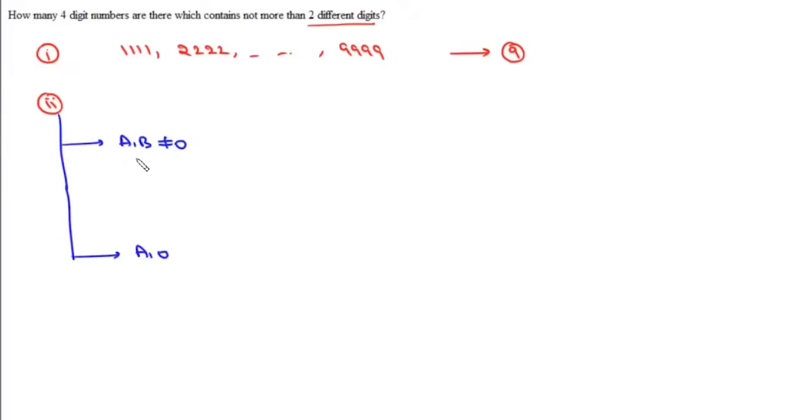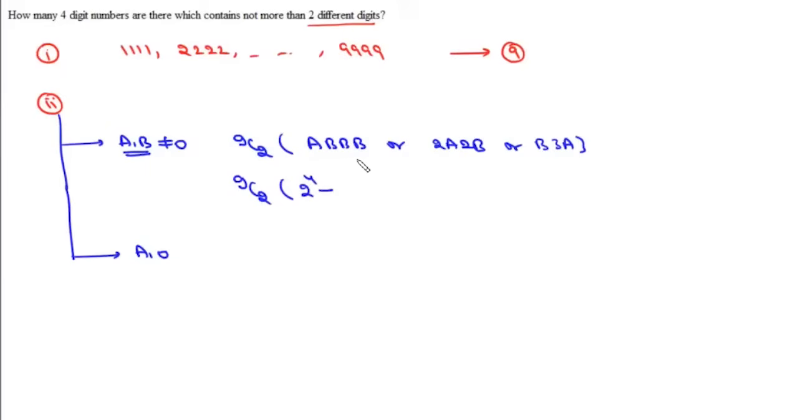Now if the 2 numbers are not 0, we can select these 2 numbers in 9C2 ways. Now with A and B we can have arrangements with A and 3 B's, or 2 A's and 2 B's, or 1 B and 3 A's. Now the total number of numbers that can be formed is 9C2 times all the numbers that can be formed with A and B, and it'll be 2 into 2 into 2 into 2, 2 to the power 4, minus 2 cases where we have either all A's or all B's. So it'll be 36 into 14 and it'll be 504.